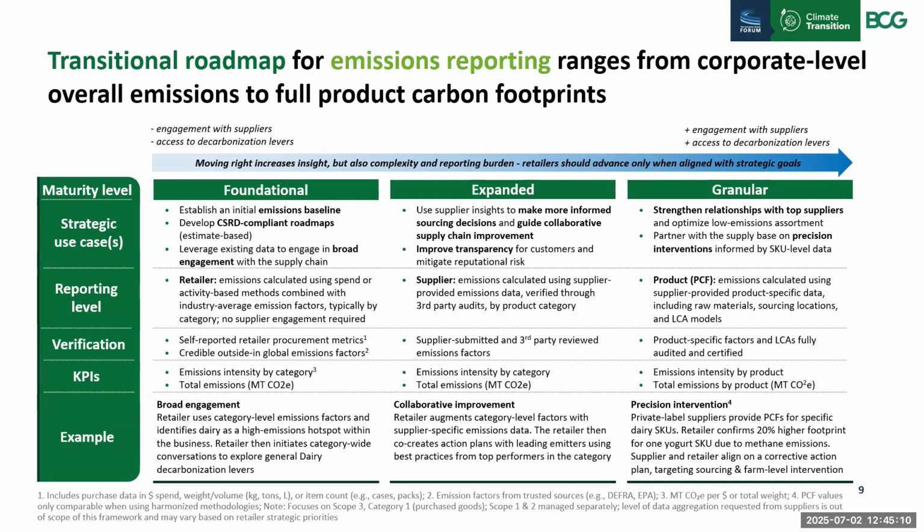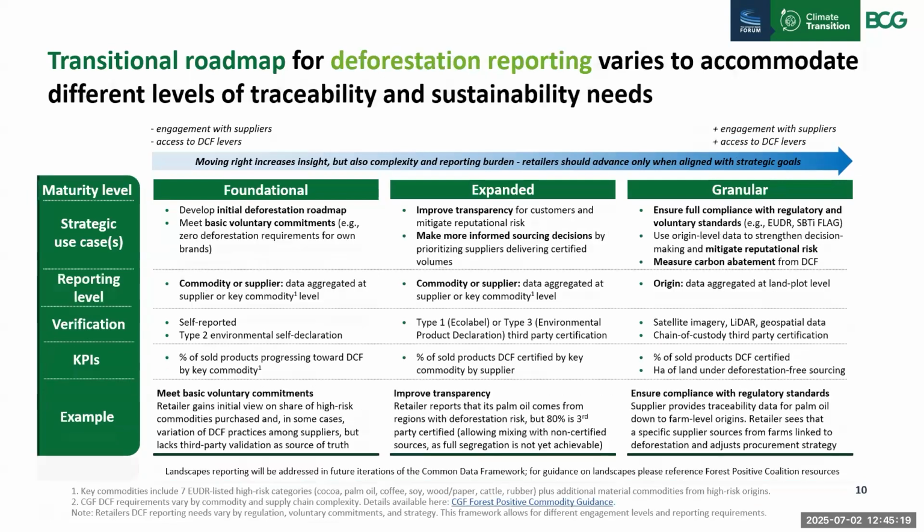This necessitates collecting product carbon footprints, though it's important to note the ongoing industry conversation around product carbon footprint calculation and comparability. For deforestation reporting, the foundational level includes use cases defining initial deforestation roadmaps or meeting basic voluntary commitments. Data is aggregated at the supplier or key commodity level, focusing on high-risk commodities like those defined in EUDR, and relying on self-reported claims or Type 2 environmental self-declarations.